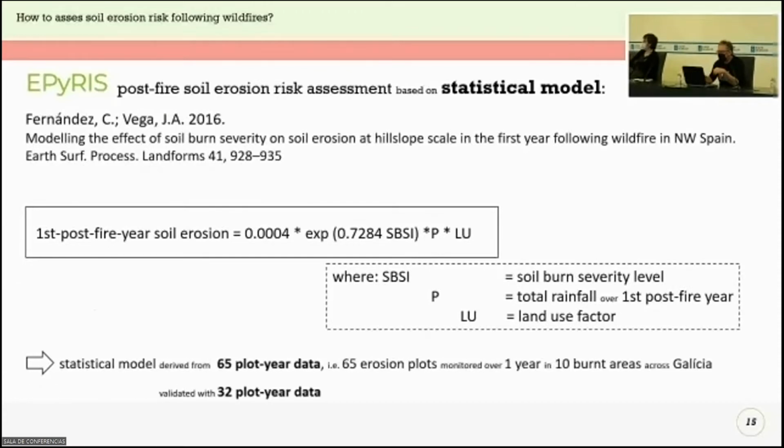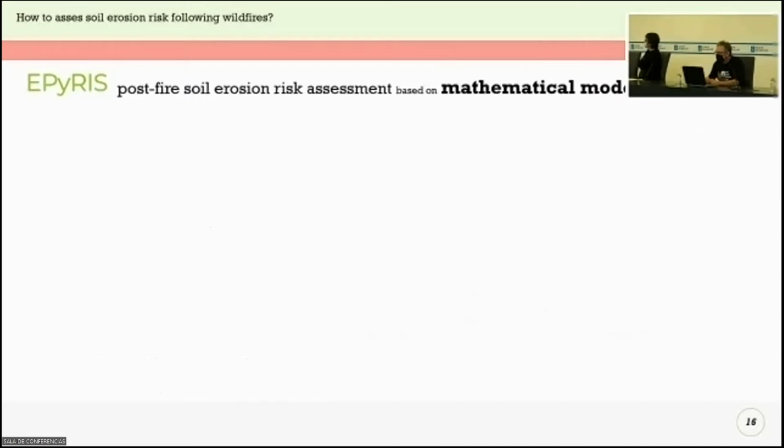Now, this kind of statistical models are very interesting, but you have to understand that they involve a lot of work from Cristina and colleagues. 65 plot year data. That means they had 65 places where they measure erosion during 1 year, in this case, in 10 fires. You can imagine this is a huge amount of work. So before you have a statistical model that works for your place, you need to invest a lot of time in data collection. So these kind of models are very useful when you have a lot of data, but they are maybe less useful in other places, and they definitely need to be validated by additional variations.